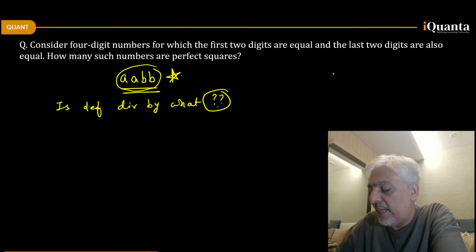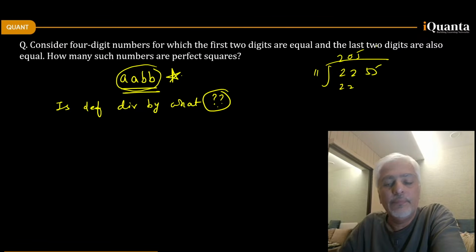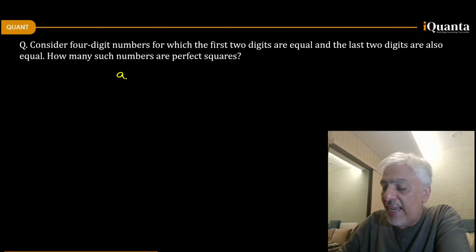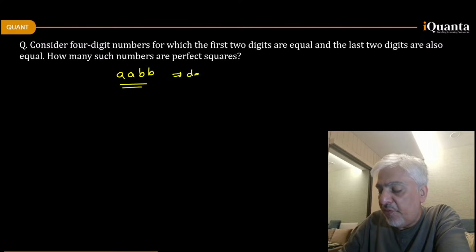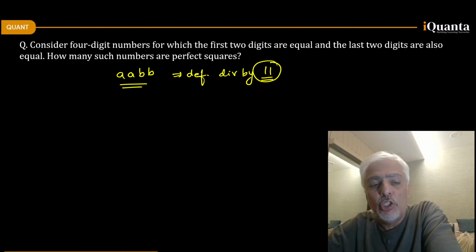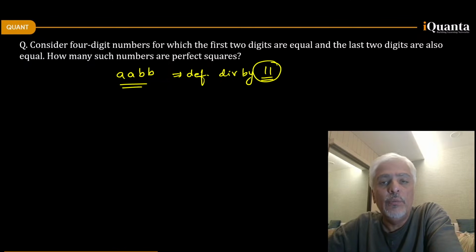Because if I write anything here, 2, 2, 5, 5, it will be divisible by 11. 11 2s are 22, then 0 and then 11 5s are 55. Right? So A, B, B is definitely divisible by 11. Yes or no, everybody understood? Let me know. Did everyone understand how 11 came?